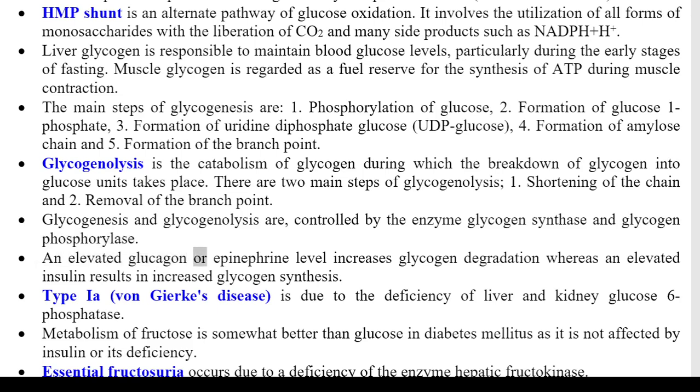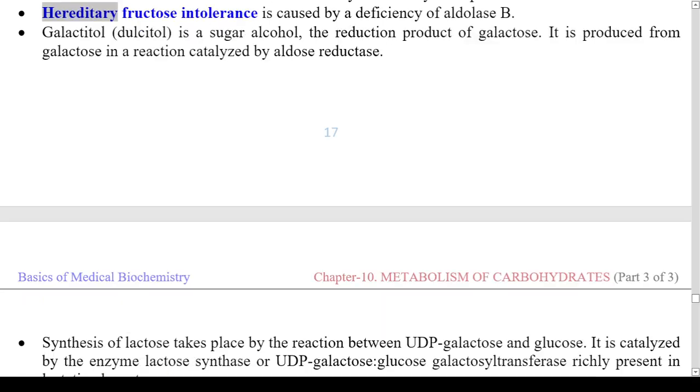An elevated glucagon or epinephrine level increases glycogen degradation, whereas an elevated insulin results in increased glycogen synthesis. Type Ia, von Gierke's disease, is due to the deficiency of liver and kidney glucose 6-phosphatase. Metabolism of fructose is somewhat better than glucose in diabetes mellitus, as it is not affected by insulin or its deficiency. Essential fructosuria occurs due to a deficiency of the enzyme hepatic fructokinase. Hereditary fructose intolerance is caused by a deficiency of aldolase B.